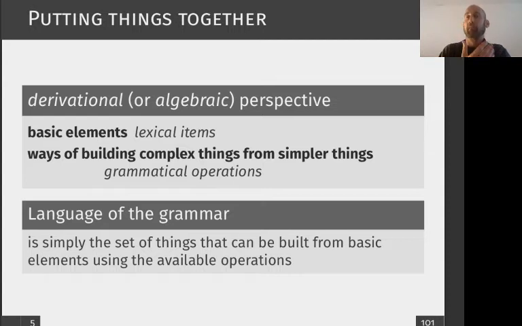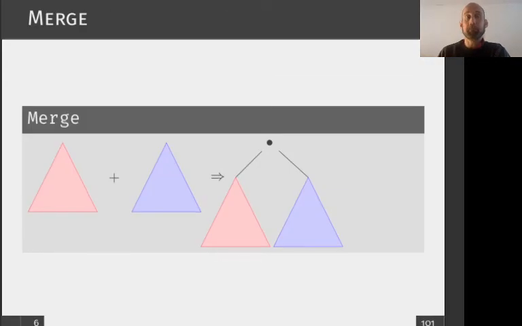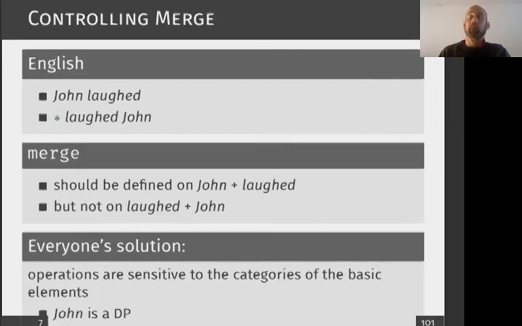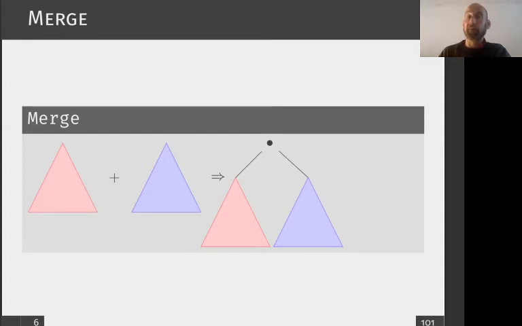Okay. In the algebraic or derivational perspective, you have basic elements, which are lexical items, and ways of building complex things from simpler things, and those are the grammatical operations. The language of the grammar is the set of things that you can build from the basic elements using the available operations. Everything you can build is part of the language of the grammar. What are the basic operations? Well, one of them is merge. You take two things and you stick them together. That's an operation.